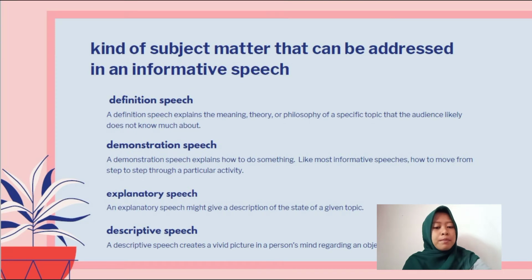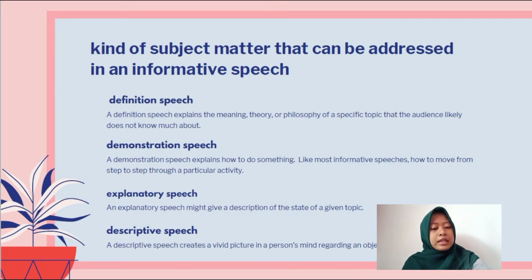Next is the kind of subject matter that can be addressed in an informative speech. It can be a definition speech, which explains the meaning, theory, or philosophy of a specific topic that the audience likely doesn't know much about. And then a demonstration speech. It explains how to do something, how to make something, like how to move from step to step through a particular activity. And then it might also be an explanatory speech. It gives a description of the state of a given topic.